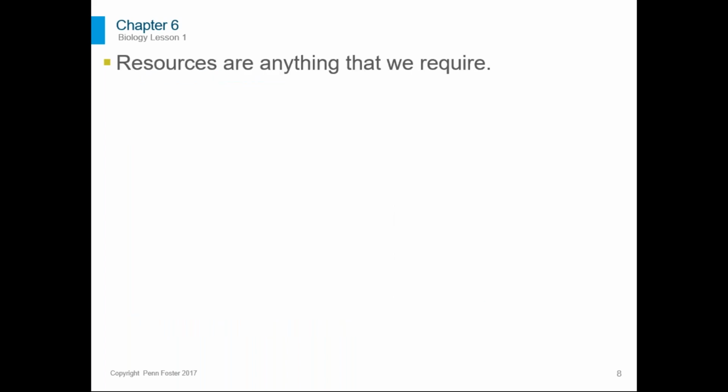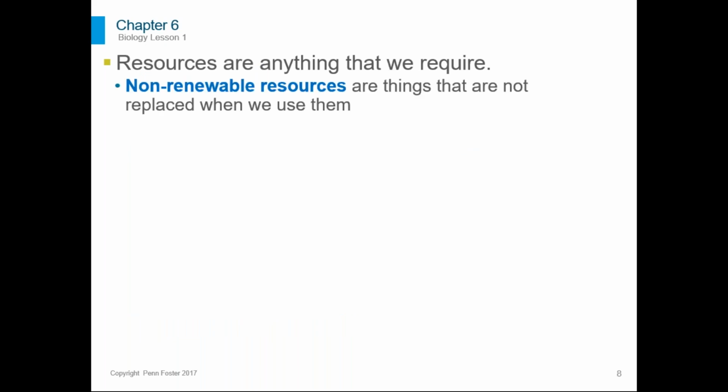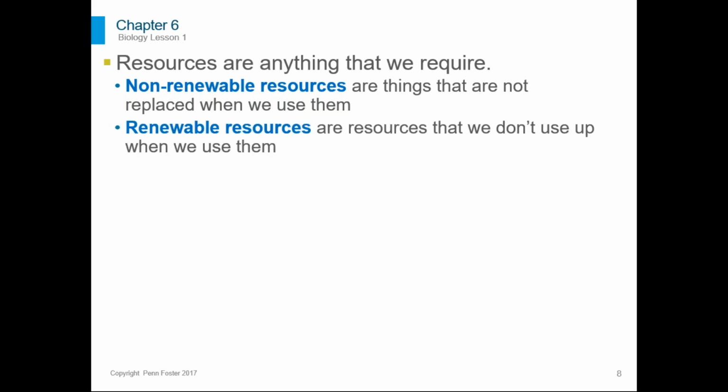Resources are anything that we require, and there are 2 types. There are non-renewable resources, which are things that are not replaced when we use them. Things like oil and coal and minerals and metals mined from the ground. They're not reusable. They don't come back when we're done with them. Renewable resources are resources that we don't use up when we use them. Things like sunlight and wind and the energy from waves or a river.